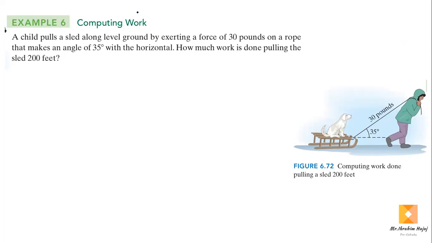A child pulls a sled along level ground by exerting a force of 30 pounds on a rope that makes an angle of 35 degrees with the horizontal. How much work is done pulling the sled 200 feet? The force is 30 pounds, and the angle is 35 degrees with the horizontal.